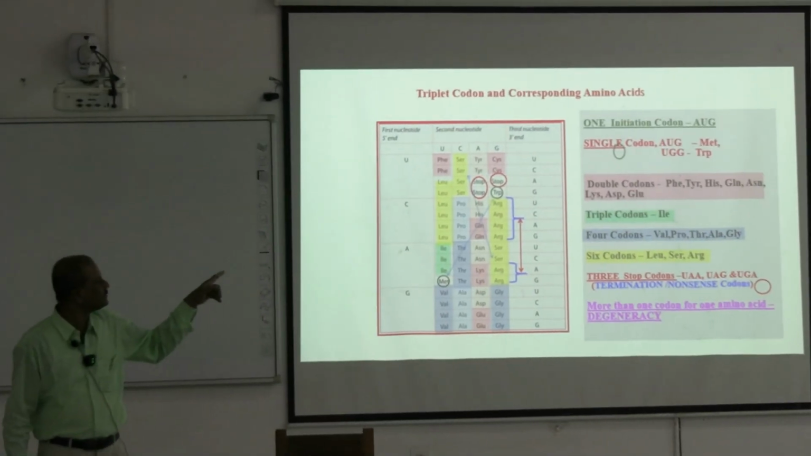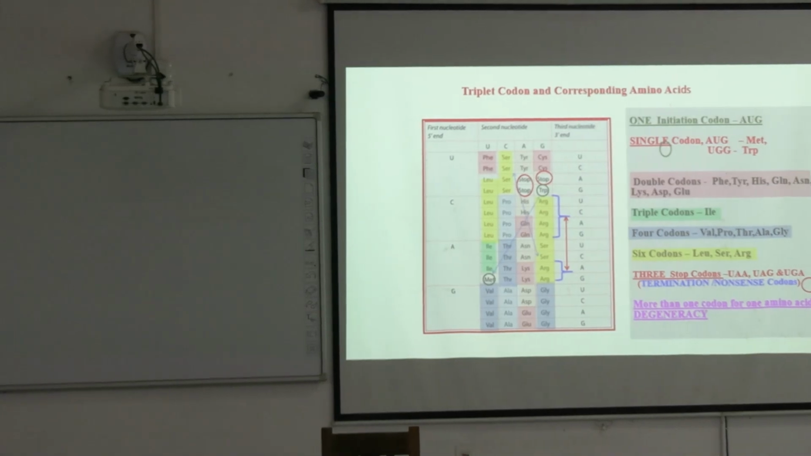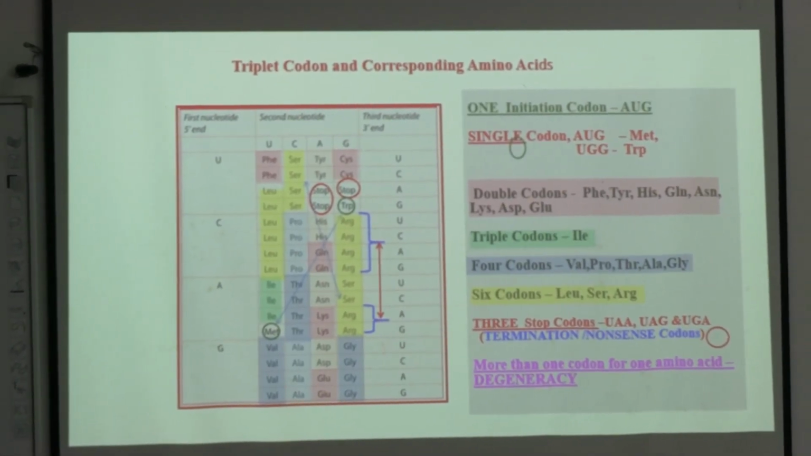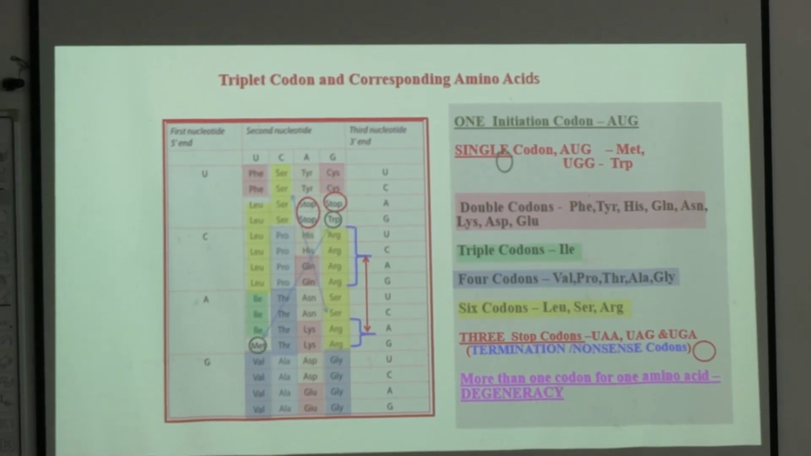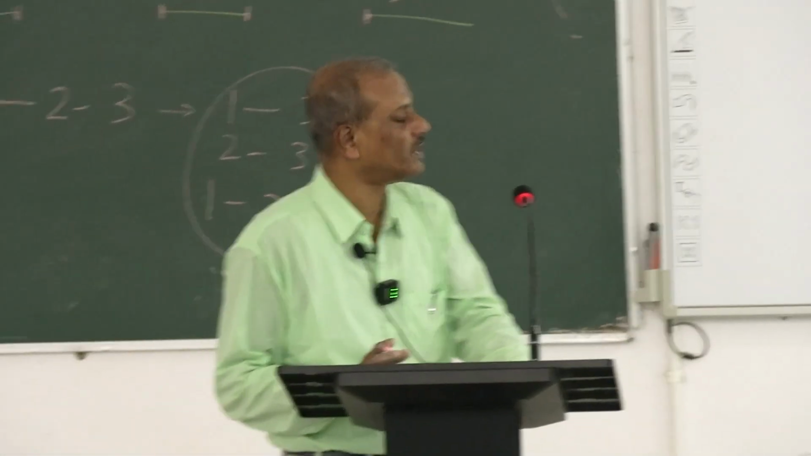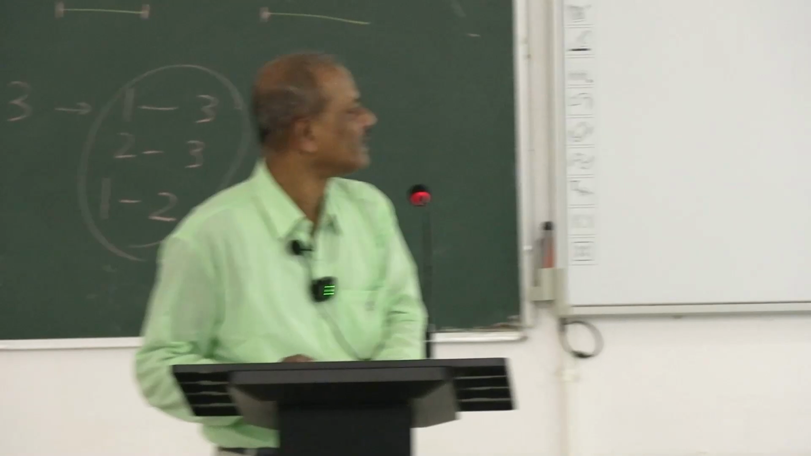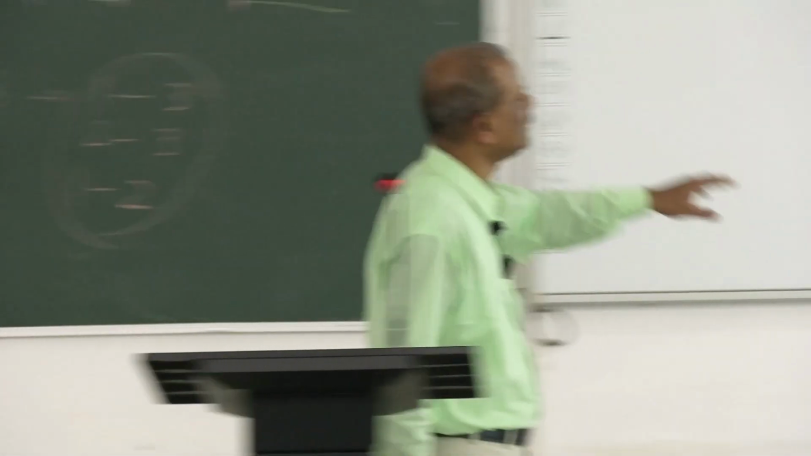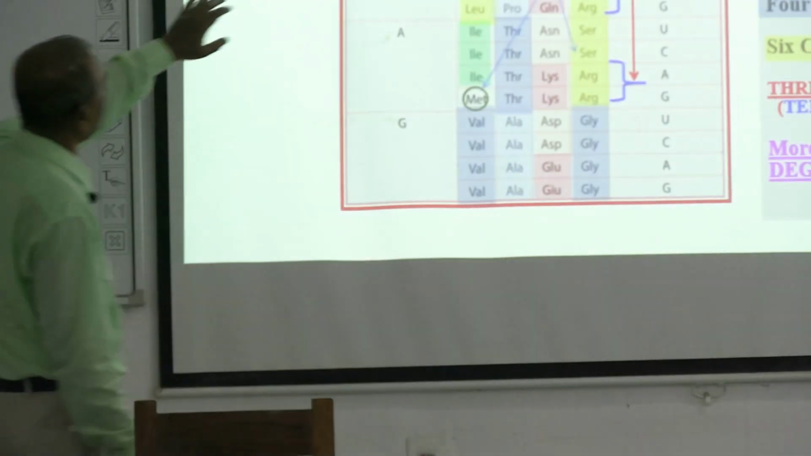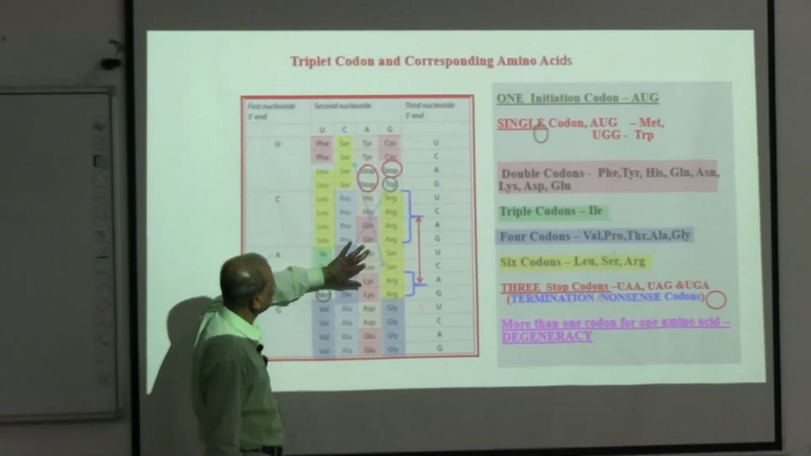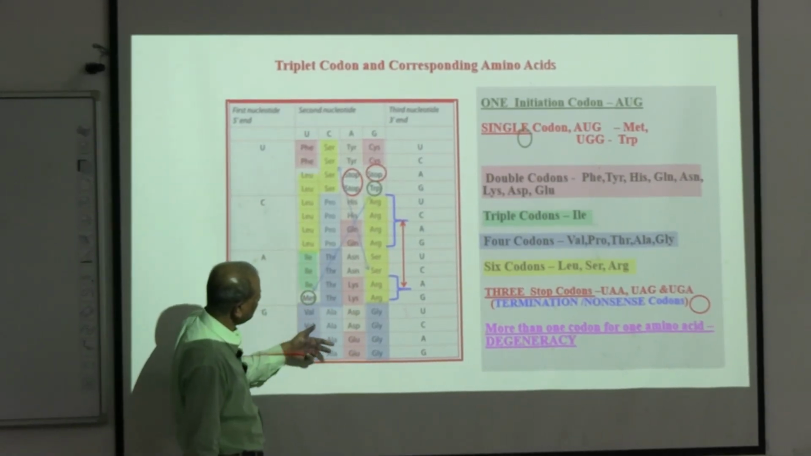See, there is only one initiating codon, that is AUG. Of 64 codons, 61 are sense codons; remove the 3 stop codons, and it is 61. There are single codons only for AUG and UGG. One is for methionine, one is for tryptophan. But there are double codons for at least, you see, phenylalanine, histidine, glutamine, asparagine, lysine, then glutamic acid.